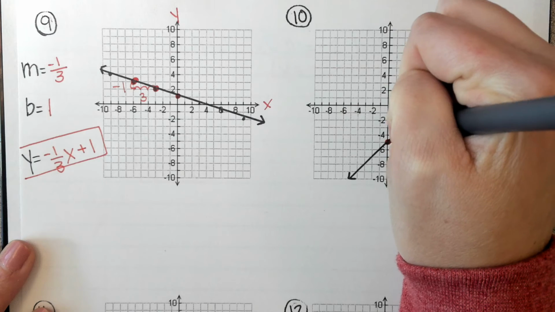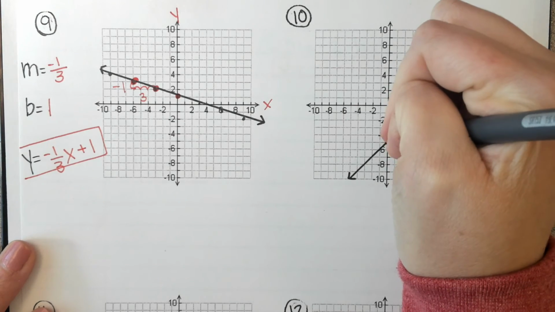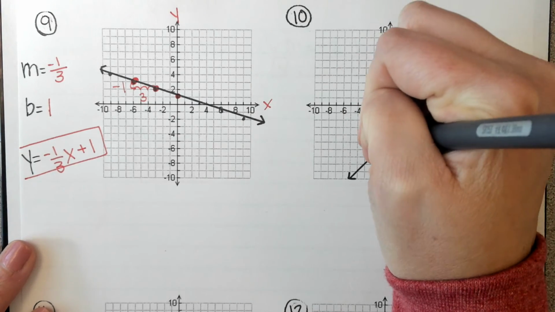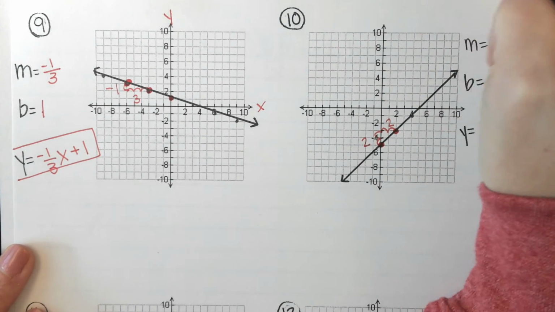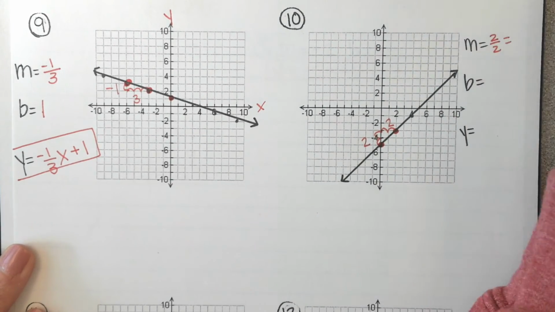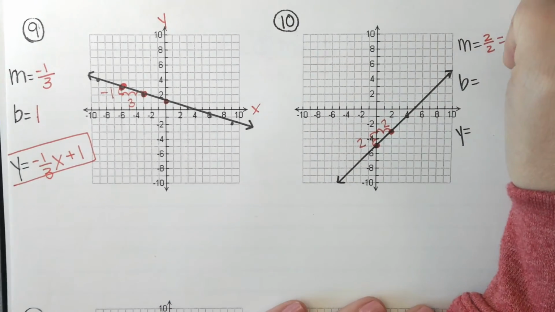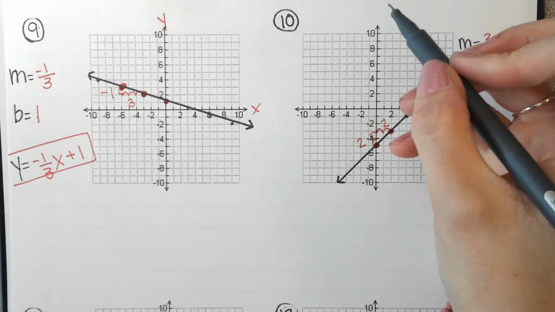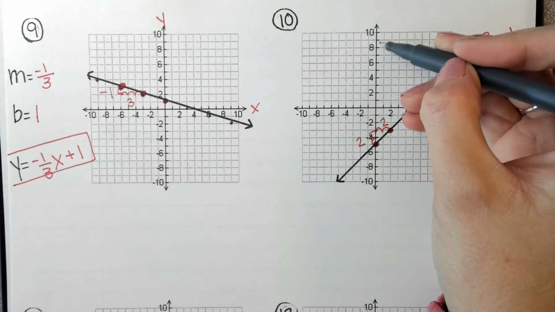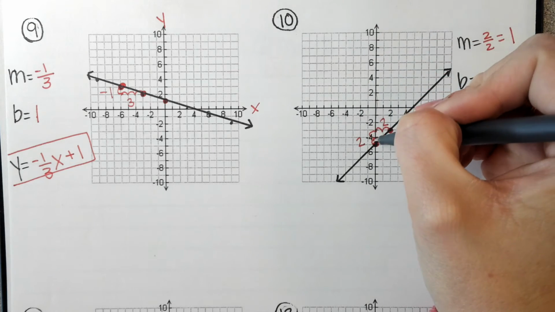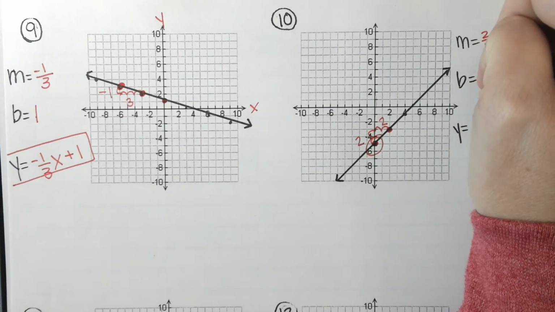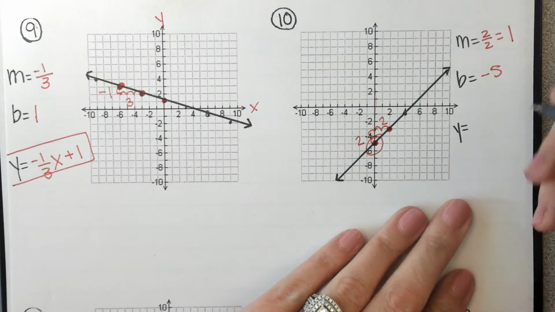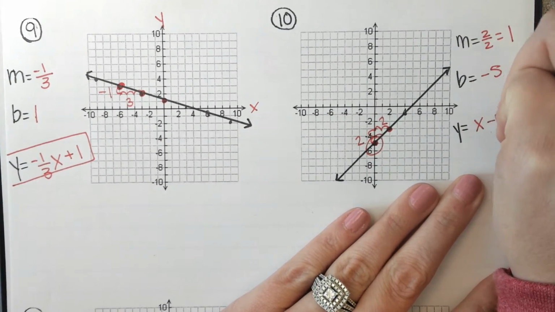Okay, number 10, let's do the same thing. Here's a point and here's another one. So my slope, I'm going to go up 2 over 2. So I have 2 over 2, and that simplifies to 1. My y-intercept is where it hits the y-axis, so let me go down the y-axis and find where it hits. It's right here at -5. So y equals 1x minus 5.